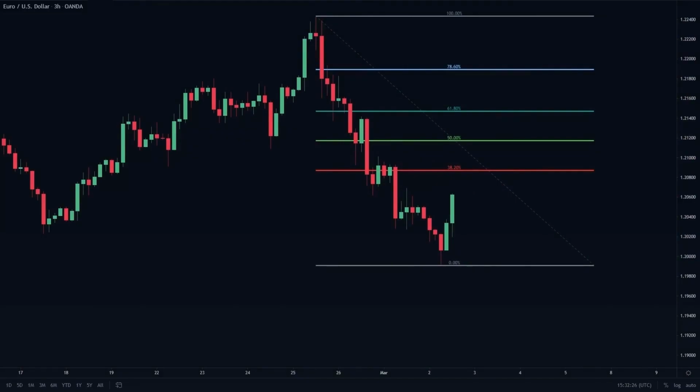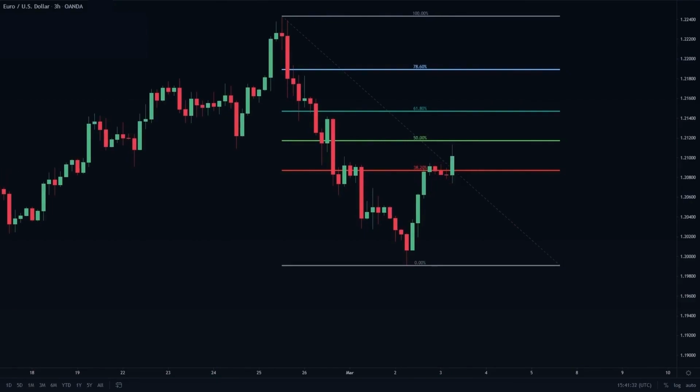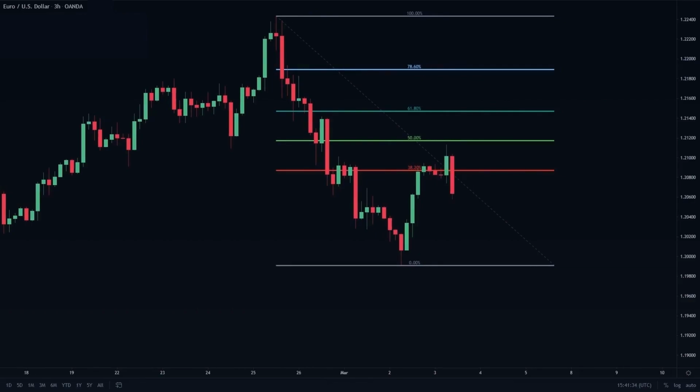The next step is to wait until the price shows a reaction to one of the levels. So as you can see, as price approaches the 38.2% level, we spotted multiple small candles failing to break above the level, indicating that the price is actually reacting to this level. Next we can see a green candle that broke through the 38.2% level, immediately followed by a big red candle that engulfs the previous candle.